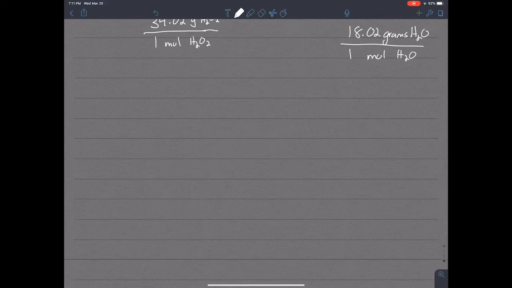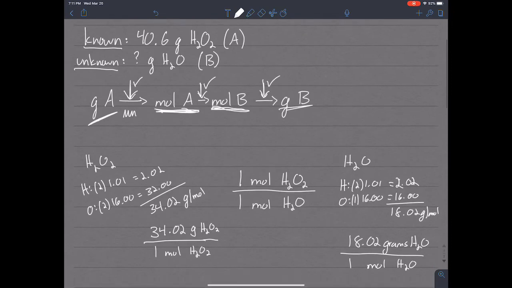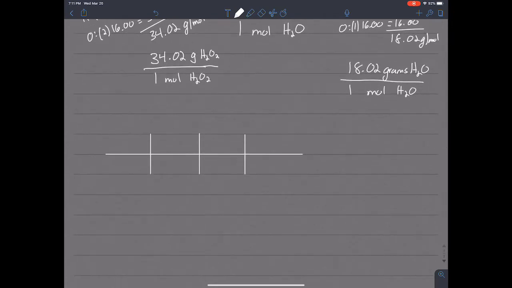And I'll do this train track method. I haven't shown this to you guys very much, but some of you might find it helpful. Okay, it's the same as what we've done every other time, but some people like it. So we're starting with 40.6 grams of H2O2. I don't like how small I made my space here. H2O2. Okay, that's what we're starting with.